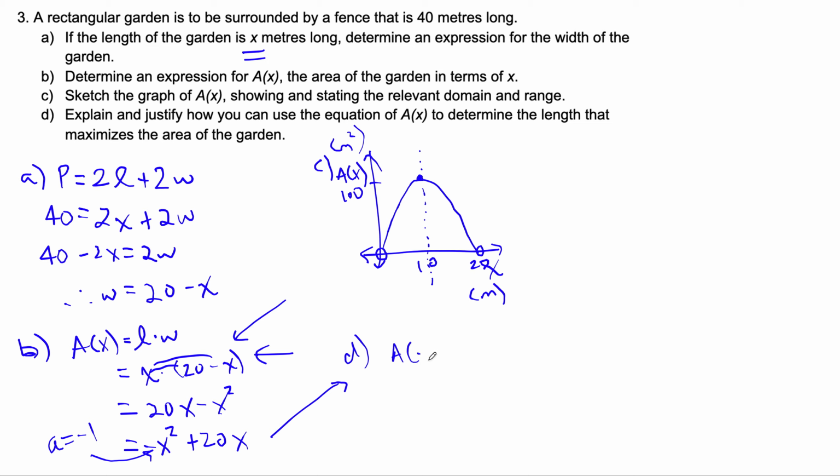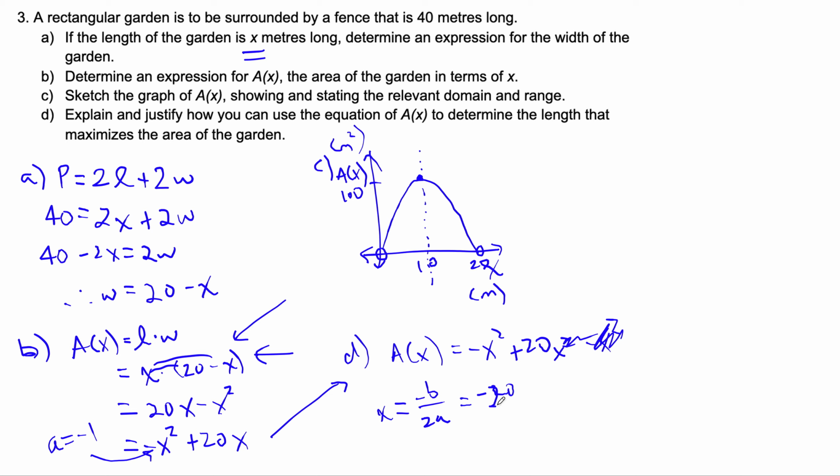We can say A of x equals -x squared plus 20x. Now, the equation of the axis of symmetry is x equals -b over 2a. And in this case, b is, well, actually, let me rewrite this as -x squared. Oh, sorry, I have a mistake. It's -x squared plus 20x. Okay, so b is 20, so it's -20.